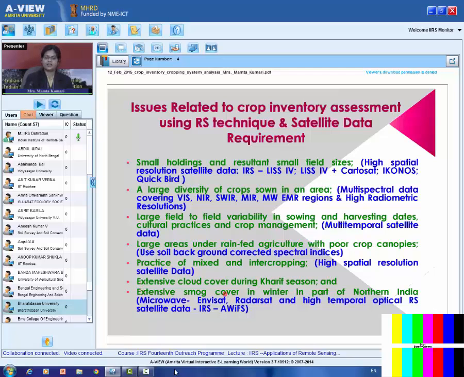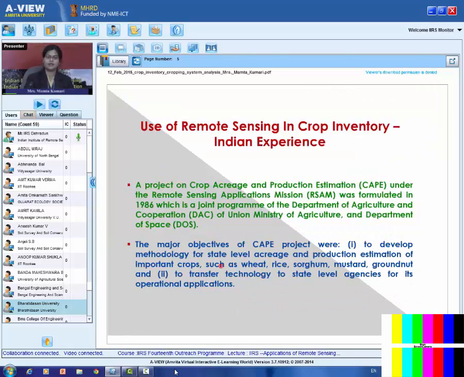Then there is always extensive cloud cover or fog or haze in various seasons. Like in monsoon season, it is always overcast by cloud. In Rabi season, there is the problem of haze. To resolve this issue, we must use SAR data. SAR data has the capability to penetrate the cloud. So nowadays, RISAT-1 data is there, which can be used to resolve this issue. Remote sensing data use in crop inventory was started by CAPE. CAPE is Crop Acreage and Production Estimation.